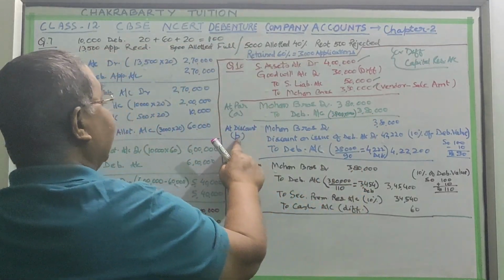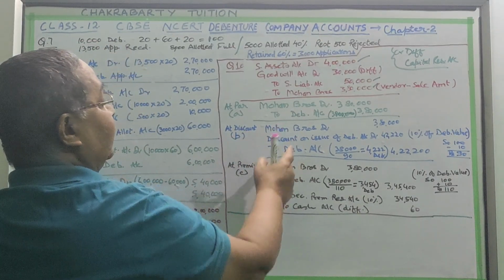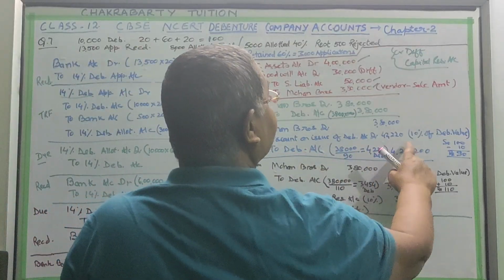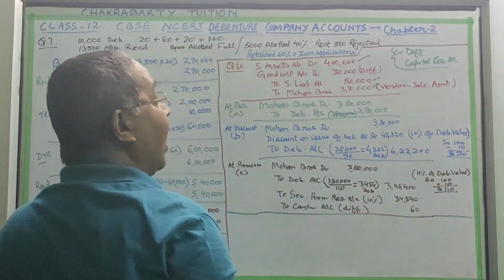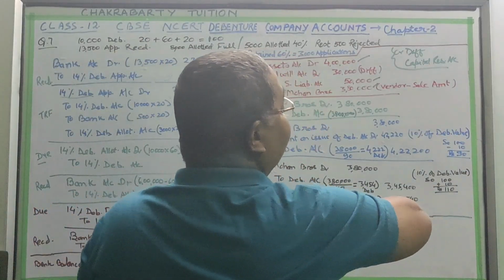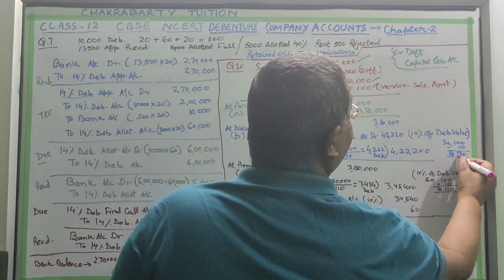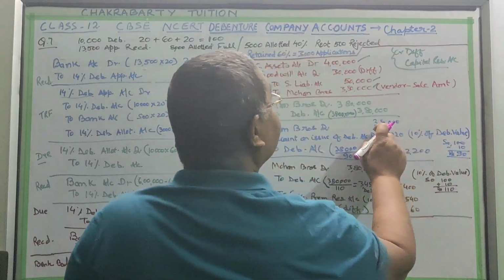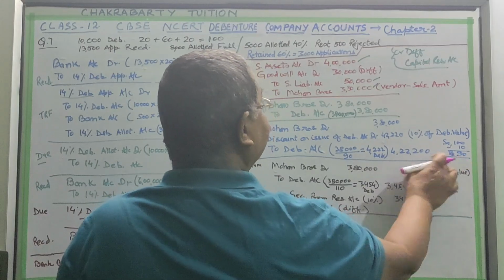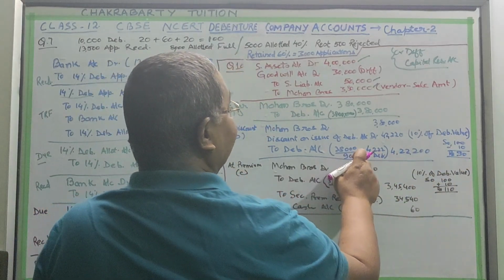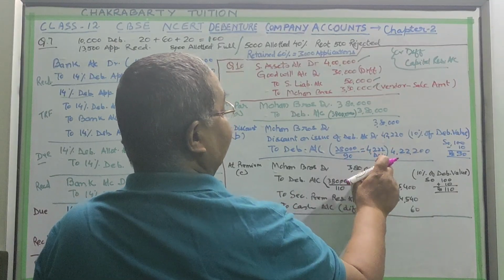Now, if you give them at a discount of 10%, the discount is given always on the debenture value. So how will you calculate? You will calculate 100 minus 10, because 10 is the discount. So your debenture value is now 90 rupees. You have to give 3,80,000 rupees. So for 3,80,000 at the rate of 90, 3,80,000 divided by 90 means you will issue 4,222 debentures.